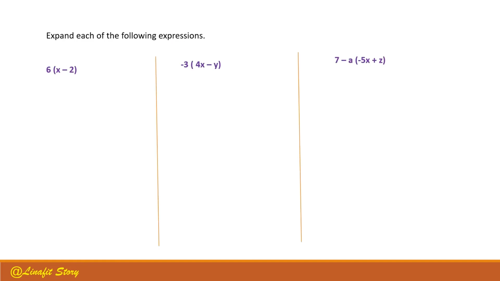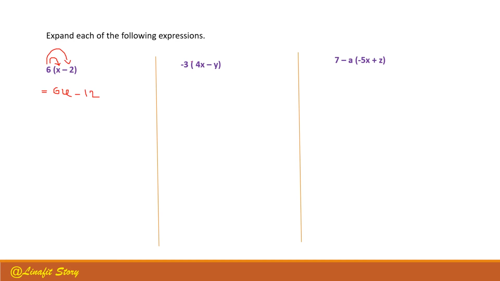Expand each of the following expressions. 6 open bracket x minus 2 close bracket. 6 times positive x is 6x. 6 times negative 2 is negative 12.